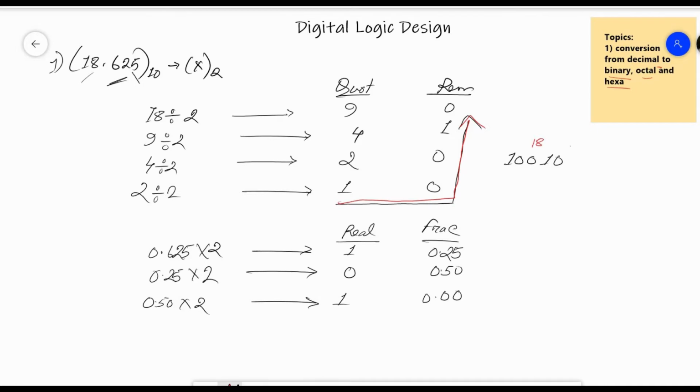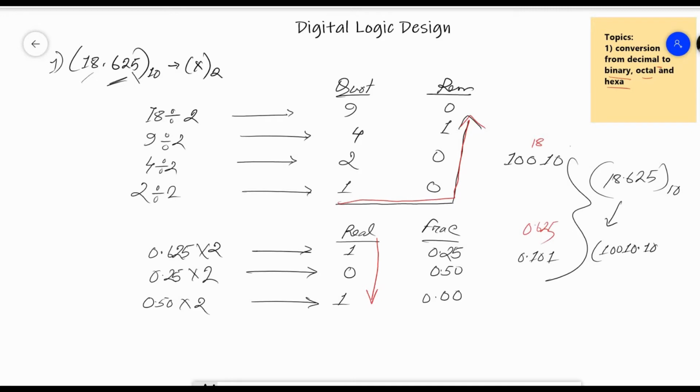For this we go the opposite order. We come down from here to here to write it down in binary format. So if we convert 0.625 into binary, we'll get 0.101. So if we write them together, we have 18.625, which is in decimal, and we get 10010.101 in binary format.